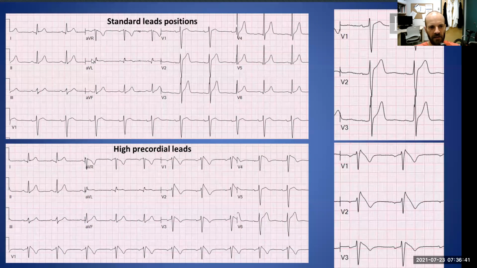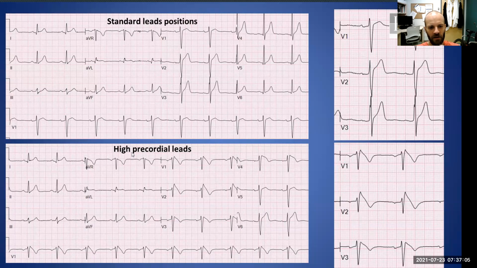So, for example, this is two ECGs recorded from the same patient. This is the ECG recorded in the standard leads, with V1, V2, and V3 here. And you can see that in the standard lead positions, there isn't any clear evidence of a type 1 or a type 2 Brugada pattern. Yeah, the ST segments look a little high here, but it doesn't have that characteristic scoop pattern. It's certainly not downsloping. There's no clear evidence for a Brugada pattern here.